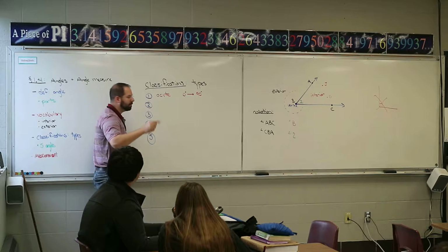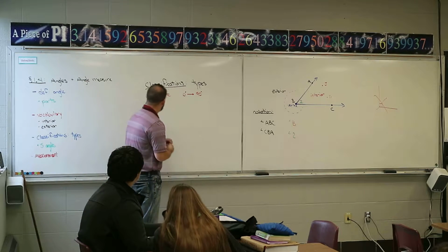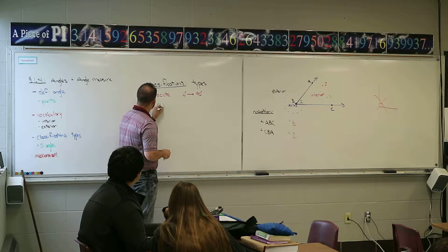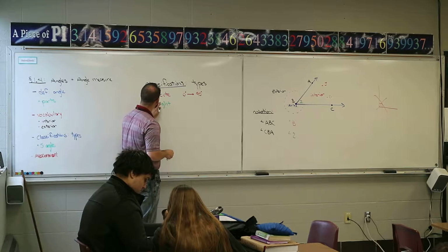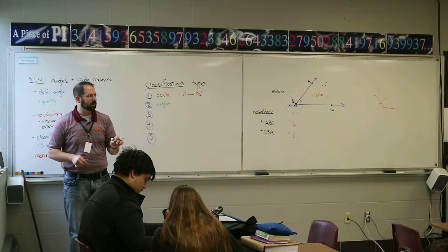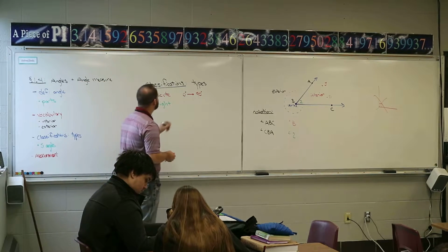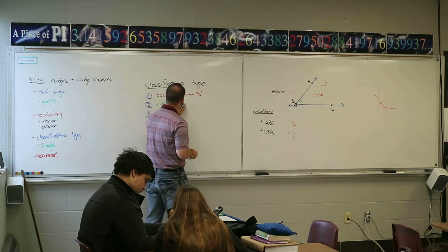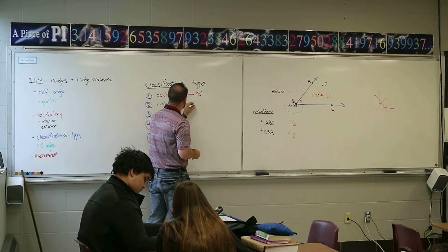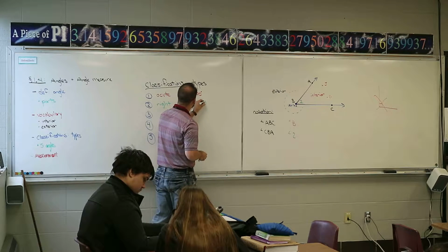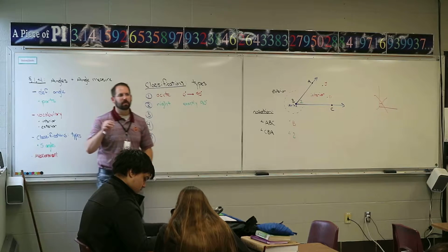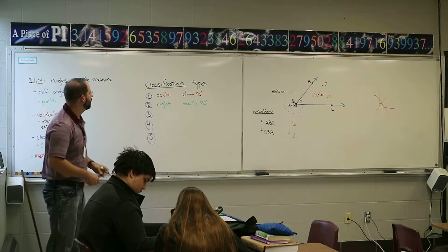Now, the second type is called a right angle. A right angle. That's exactly 90. It's exactly 90. That's the perfect L shape.